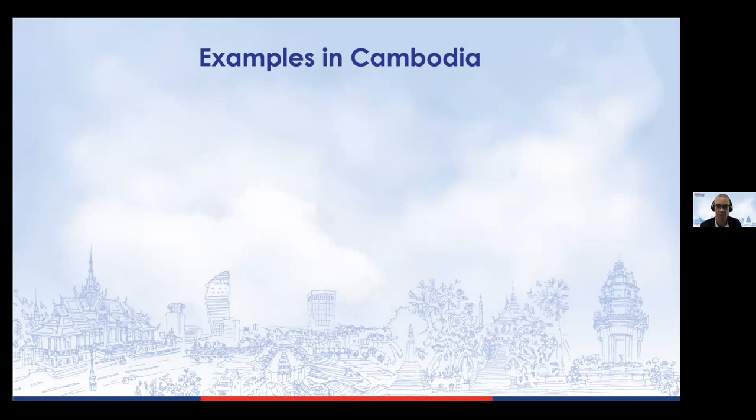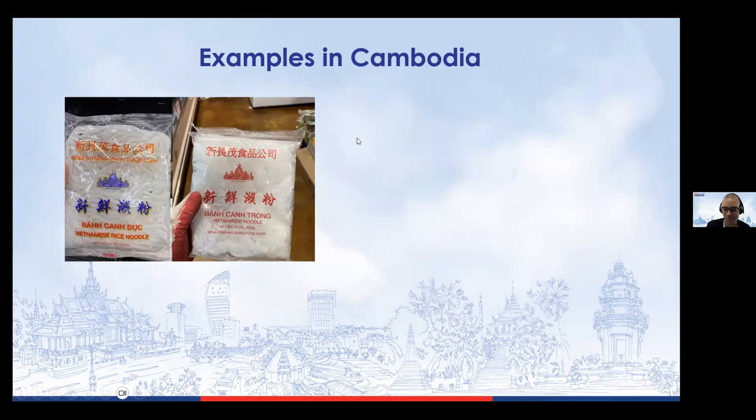Real quickly in Cambodia, I just want to show two examples of what this means. So here on the left, we have a package of Vietnamese noodles being sold in the US actually. And if you look closely, the temple here is actually Bayon Temple at Angkor Wat. So this is obviously an issue for Cambodia. This happened last December. The government actually has reached out to the US entities and are trying to get these off the shelves and may pursue legal action. So that's just one example of an infringement.